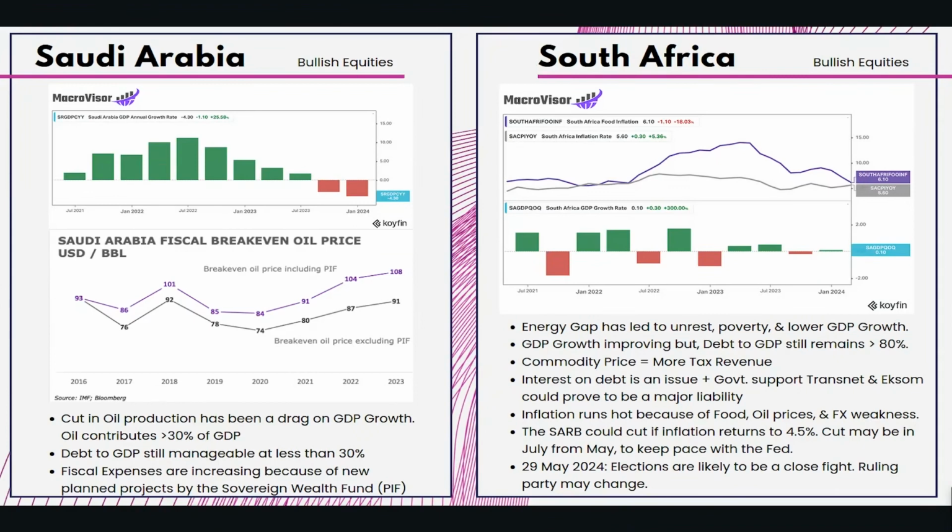We're seeing some improvement in the power outages. We're seeing some improvement in the GDP growth. And if the government does actually change, that will actually be helpful because there has been quite a lot of social unrest because of the prevailing government. So overall, we do remain bullish on equities here.